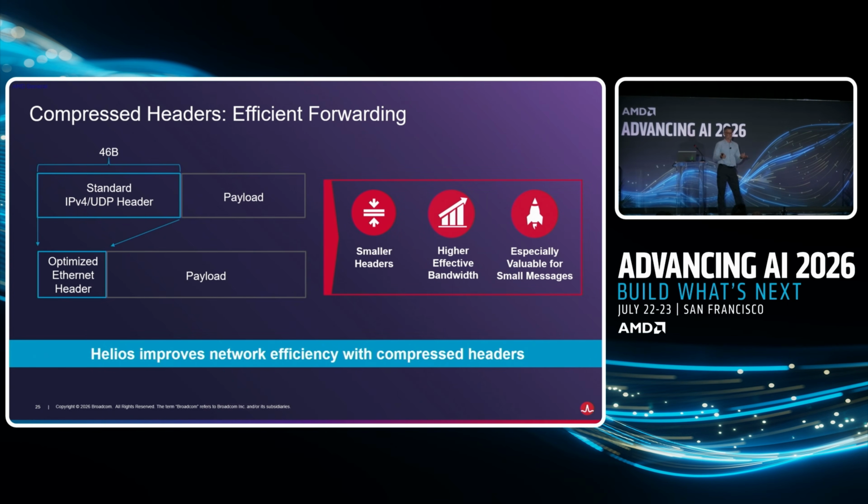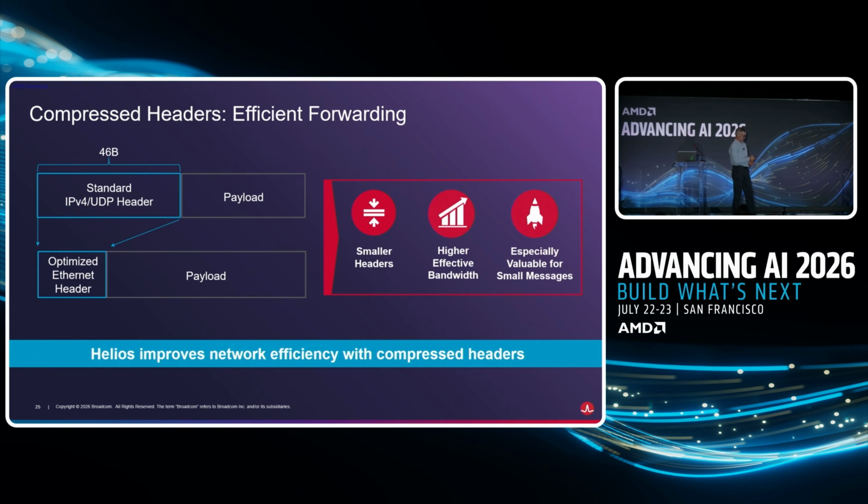Getting into some of the features that Tomahawk 6 has that make Helios efficient, and the whole system efficient, on the scale-up network. One is compressed headers. The scale-up domain, again, is in one rack. You don't have the type of addressing, the type of features like MPLS and SRv6 that you would need in a broad data center network.